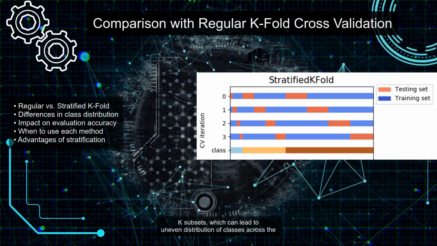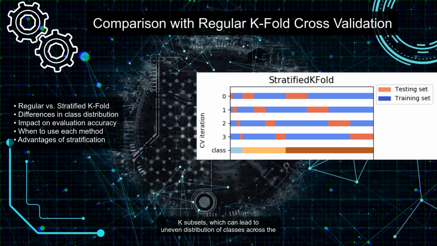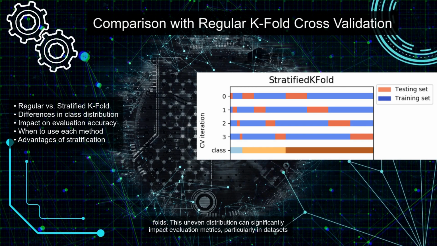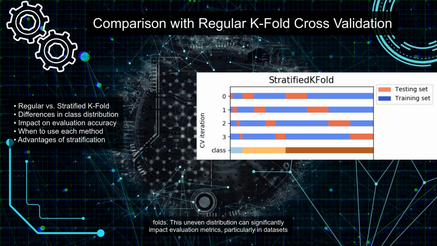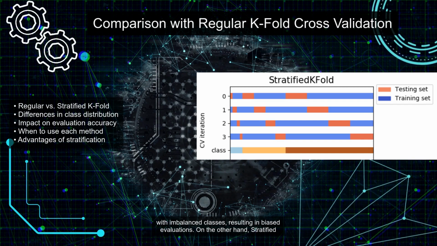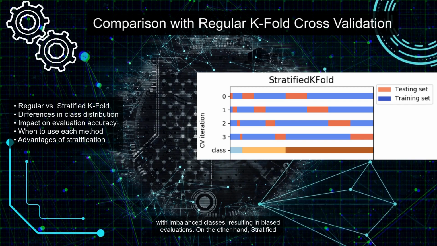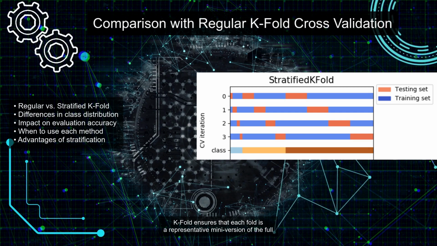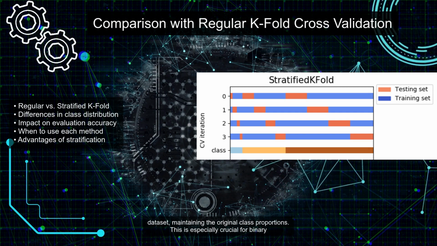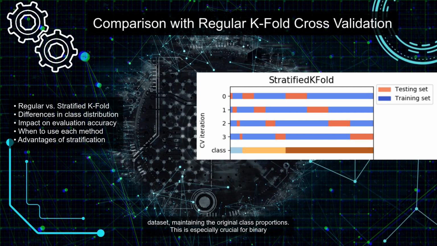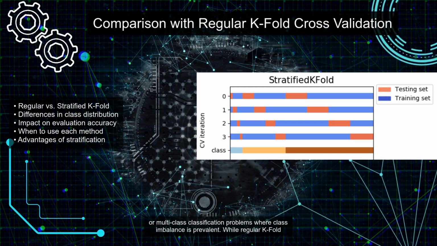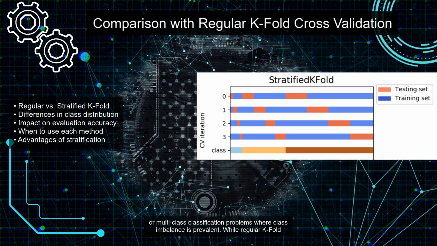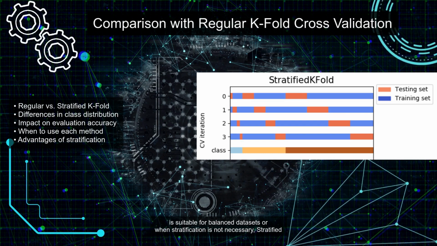Regular K-fold divides the dataset randomly into K subsets, which can lead to uneven distribution of classes across the folds. This uneven distribution can significantly impact evaluation metrics, particularly in datasets with imbalanced classes, resulting in biased evaluations. On the other hand, stratified K-fold ensures that each fold is a representative mini-version of the full dataset, maintaining the original class proportions. This is especially crucial for binary or multi-class classification problems where class imbalance is prevalent.